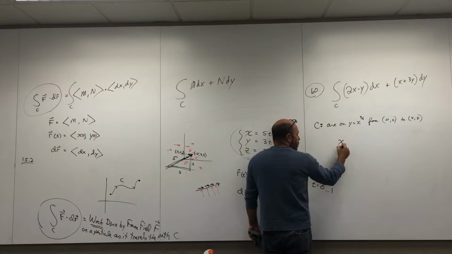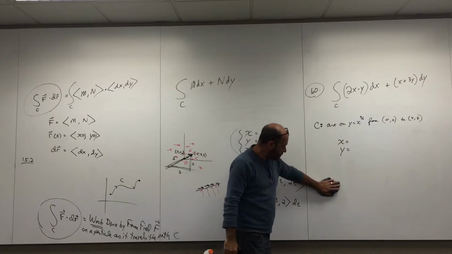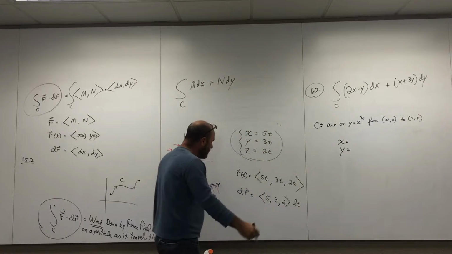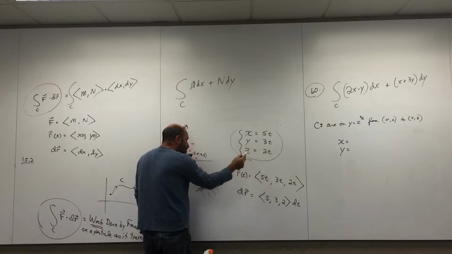I mean, I need x and y in terms of t. I need it parameterized. And again, I can talk like this, or I can talk like this. I hope you don't mind. I'm going to kind of jump back and forth.